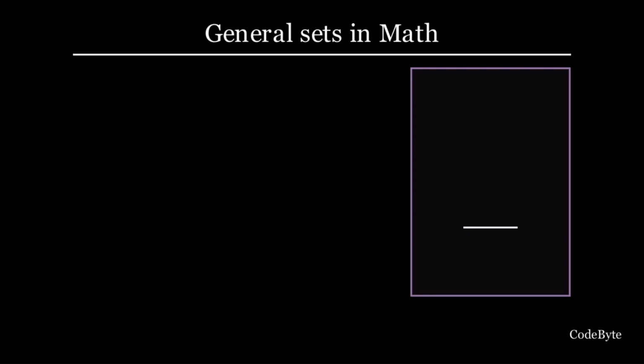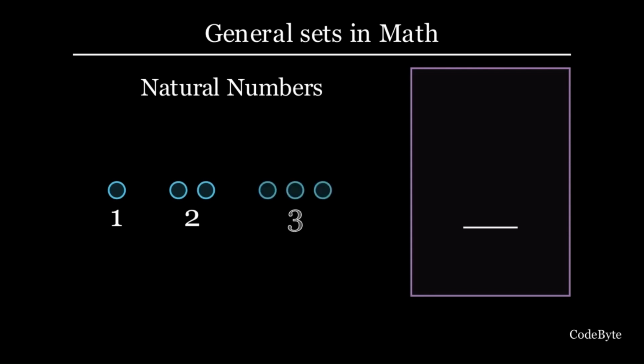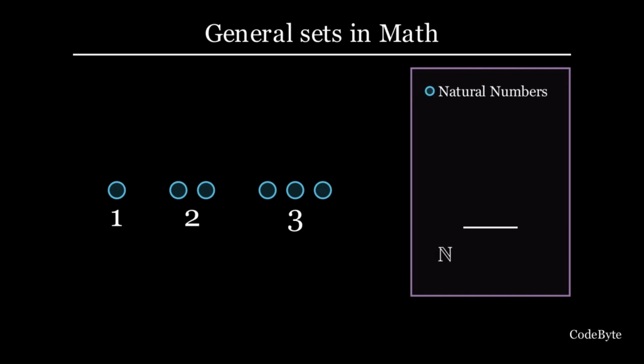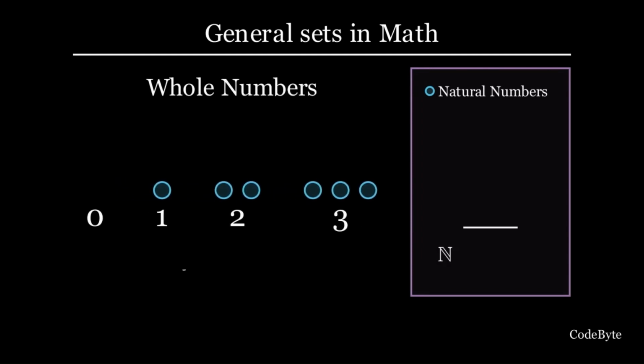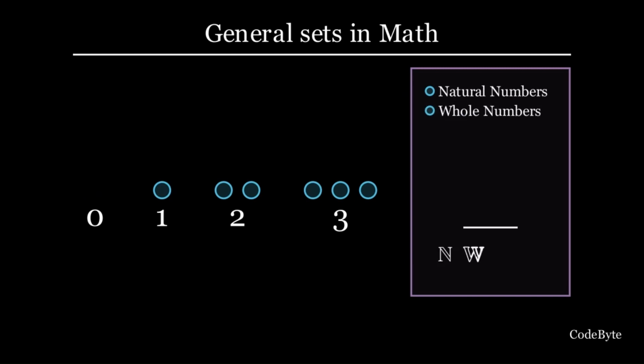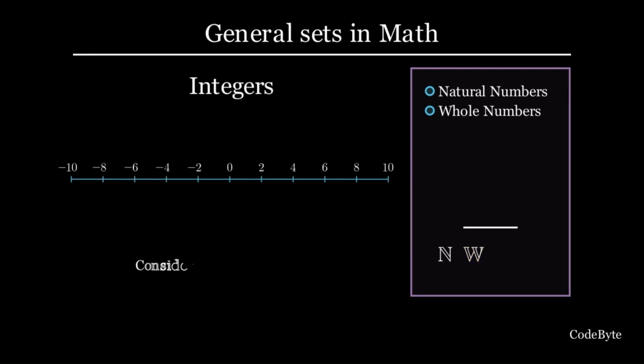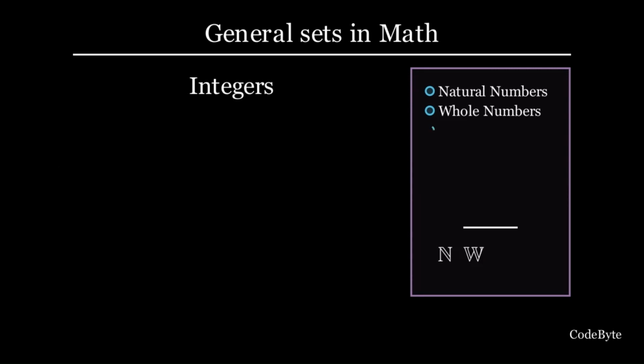General sets in math. Natural numbers. These include only countable numbers like 1, 2, 3 and so on. Whole numbers. When we add the idea of nothing to the set of natural numbers, we get whole numbers. Integers. Considering negative numbers along with the set of whole numbers gives us integers.